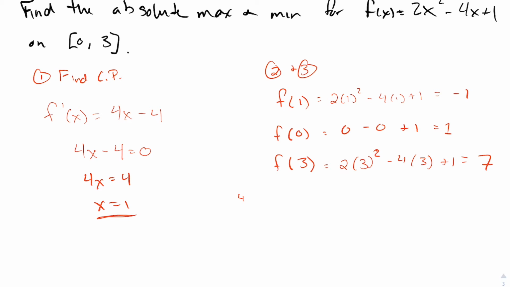And so for step 4, we want to look. Here is our highest value. Our highest y value has an output of 7, and our lowest y value has an output of negative 1. What that means for us is our absolute max will be the point (3, 7), and our absolute min will be the point (1, -1). The x value that corresponds with the highest y value, and the x value that corresponds to the lowest y value, will be our absolute max and absolute min.